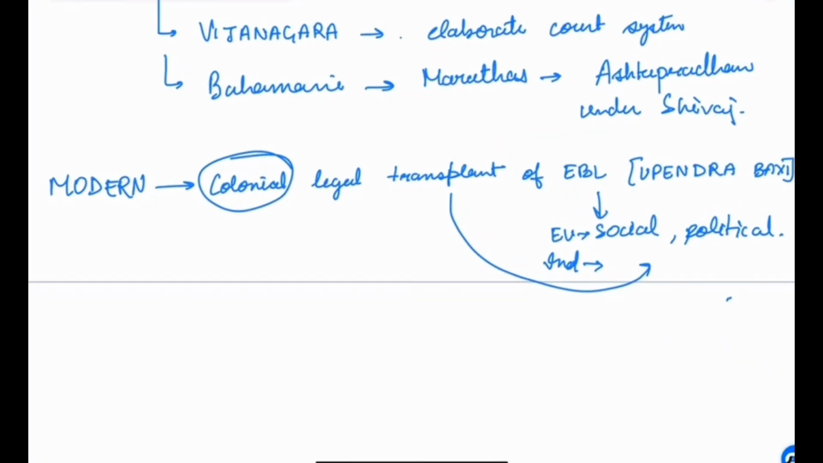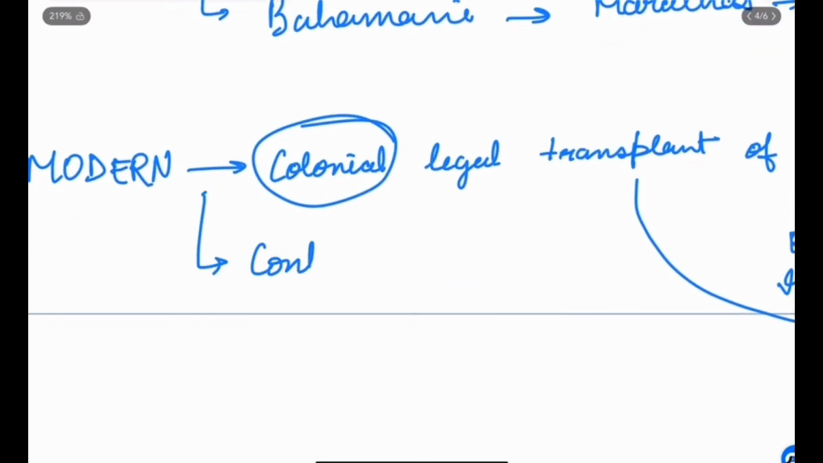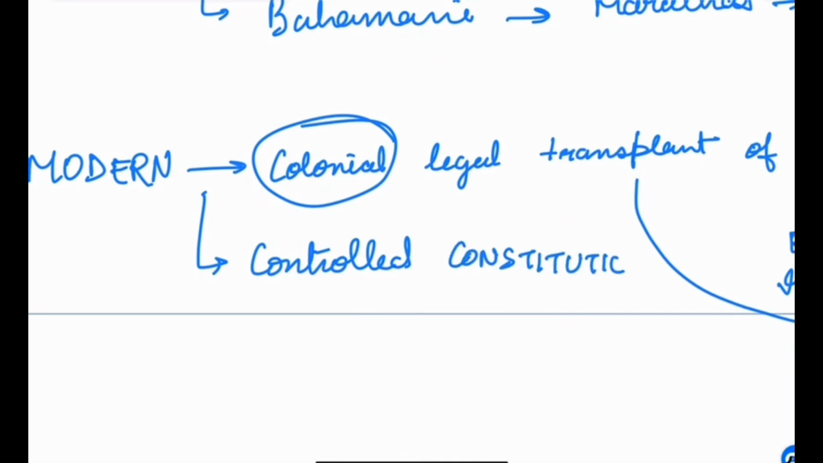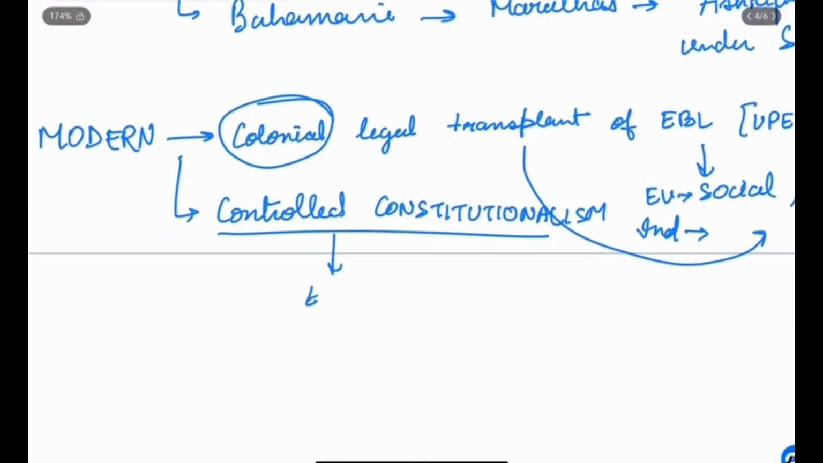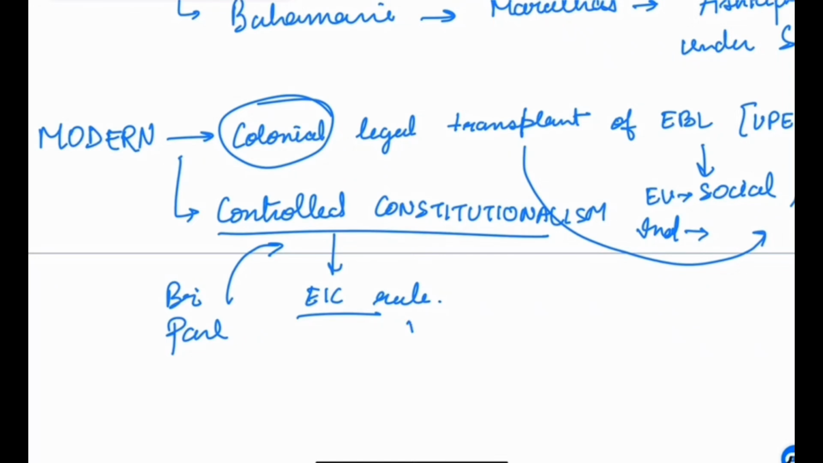So later we can see controlled constitutionalism. Controlled constitutionalism is a term that is used for EIC rule. Why is it used? Because during EIC rule, the British Parliament tried to control the EIC rule in India. So they were bringing regulating acts and charter acts.